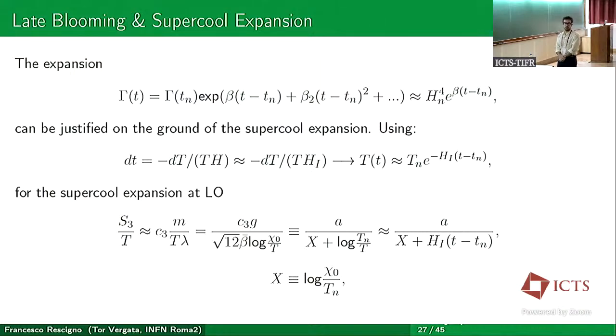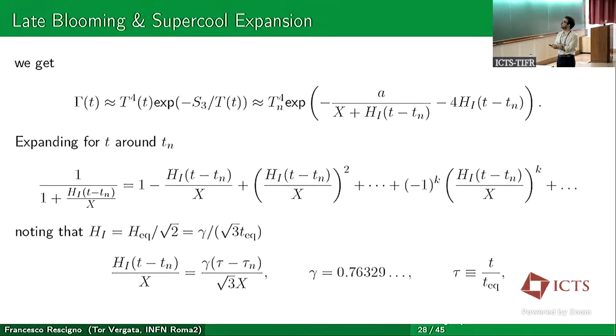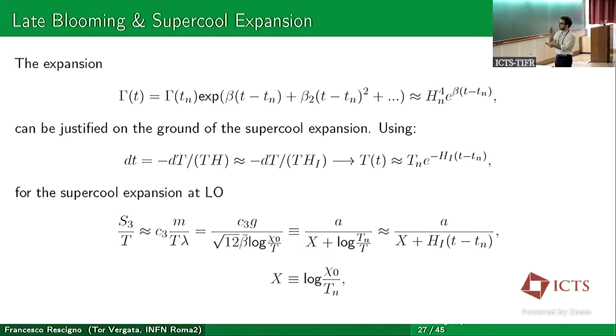But can you tell me the physical reason? I can understand the algebra maybe. What is the physics of supercool that allows you to neglect that quadratic? Okay, this is because we are expanding t around tn, so this is the expansion around tn. Well, no, let me do this from scratch.